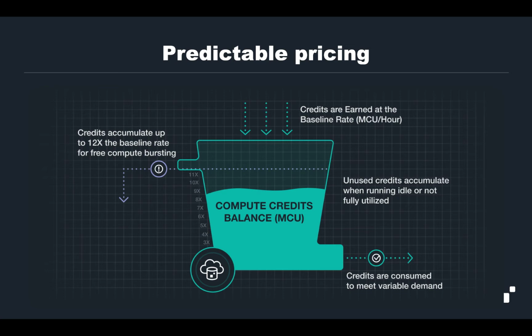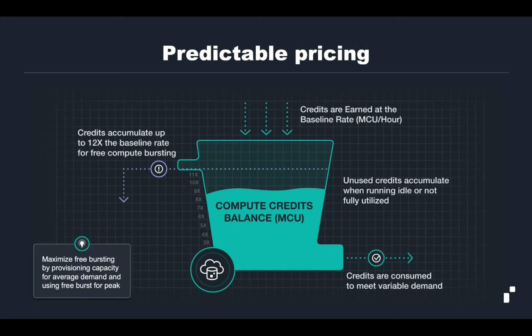The service earns compute credits at the provisioned baseline capacity, MCU per hour. The credits are used to handle variable workloads. Any unused credits are accumulated by the service as a rolling balance up to 12 times the provisioned baseline capacity. The rolling balance of unused credit is used by the service to handle excess demand above the baseline capacity at no extra cost. In other words, you get workload-aware auto-scaling for free, a substantial savings.